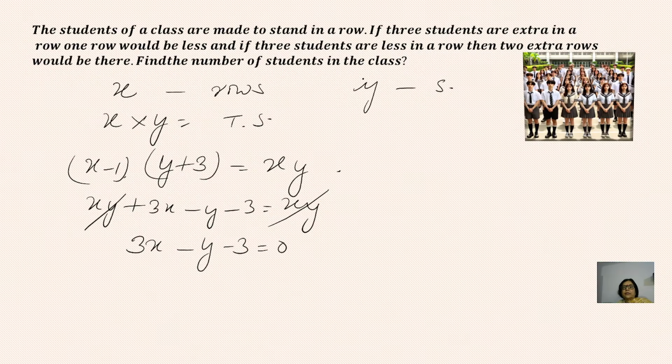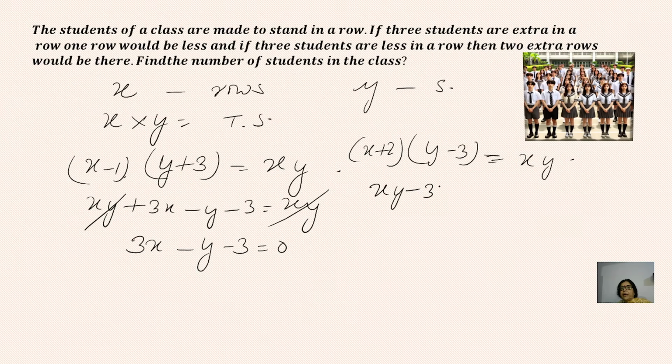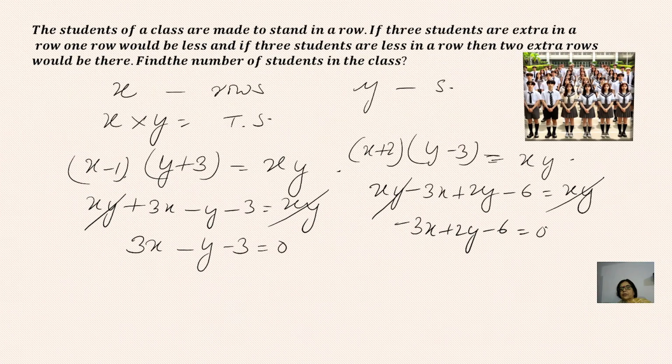In the second case, if 3 students are less in a row, that means we are decreasing the number of students in a row. So obviously the number of rows will increase. Then 2 extra rows are generated, so x plus 2. But again, the arrangement has changed, the number of students is the same. So we get here xy minus 3x plus 2y minus 6 is equal to xy. So this gets cancelled and we are left with minus 3x plus 2y minus 6 is 0.